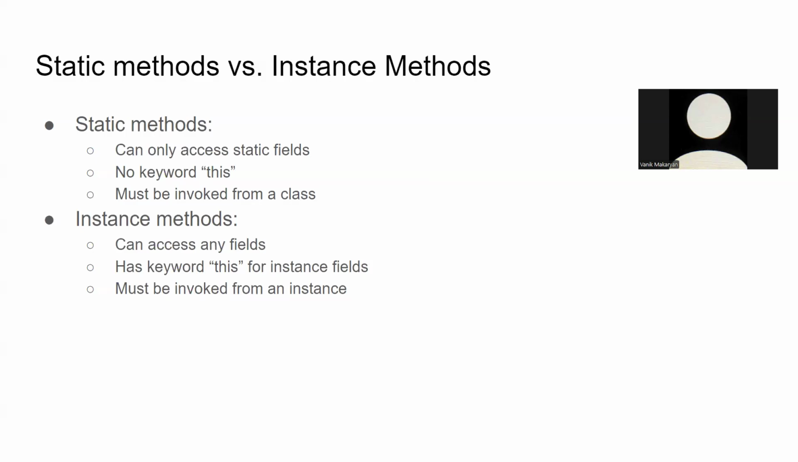Static methods can only access static fields. So a static method, like a static field, can be run and executed even if there are no instances of that object. Whereas an instance method is going to make use of instance fields and data that is particular to an instance of an object. Instance methods have access to the keyword this, and this is a special variable which refers to the current instance or object.